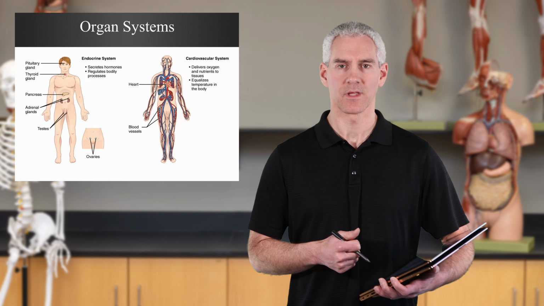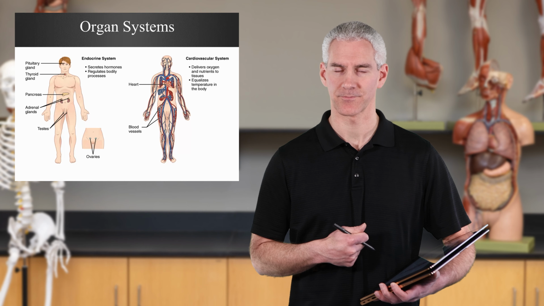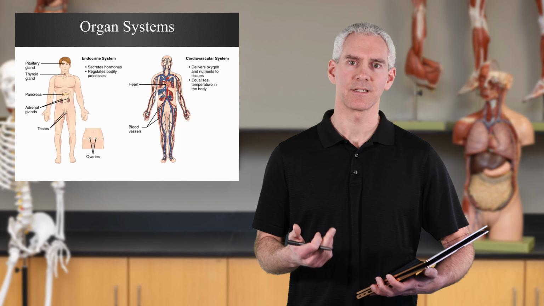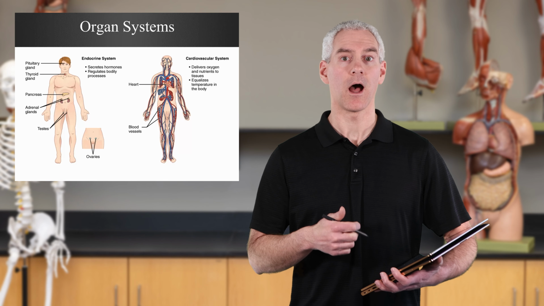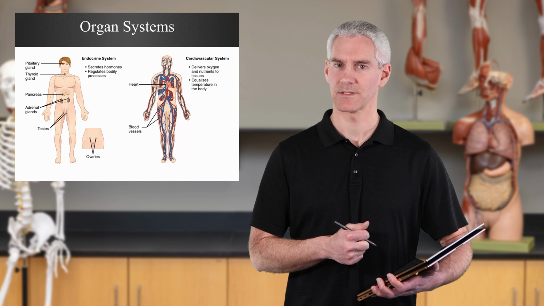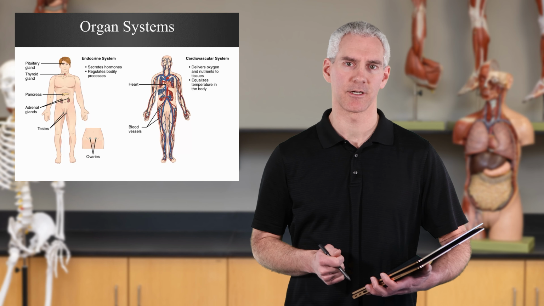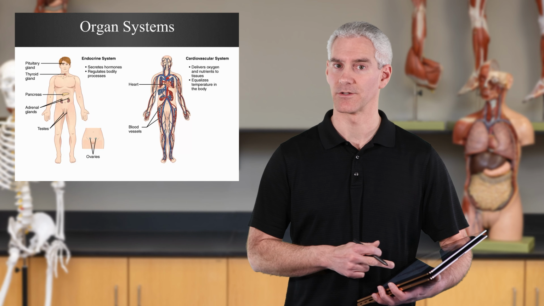Cardiovascular system, sometimes known as the circulatory system. Cardiovascular: the heart, and then your blood vessels, things like arteries and veins, arterioles and venules. It's what transports the blood throughout your entire body. So the cardiovascular system.